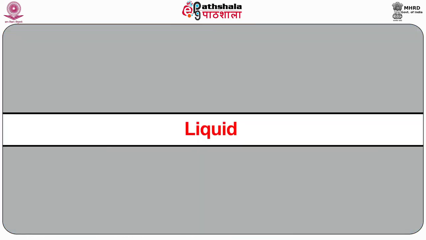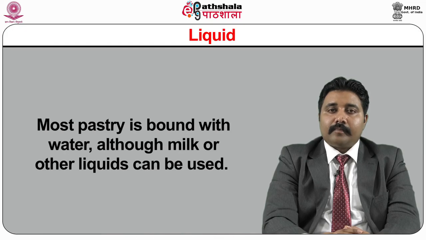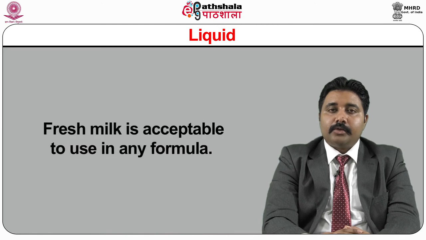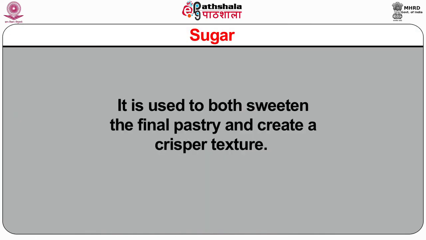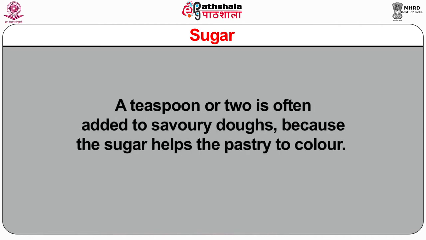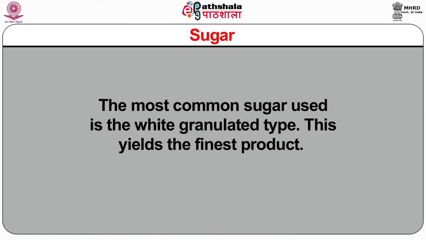Unsalted butter is preferable because it has a lower water content and the amount of salt can be controlled. Liquid. Most pastry is bound with water, although milk or other liquids can be used. Fresh milk is acceptable to use in any formula. Sugar. It is used to both sweeten the final pastry and create a crisper texture. A teaspoon or two is often added to savory doughs because the sugar helps the pastry to color. The most common sugar used is the white granulated type. This yields the finest product.